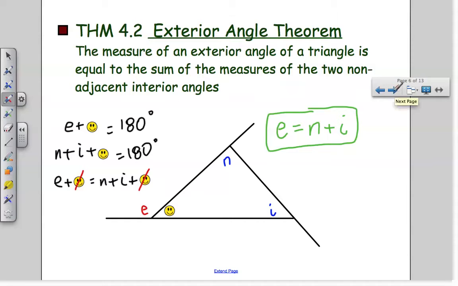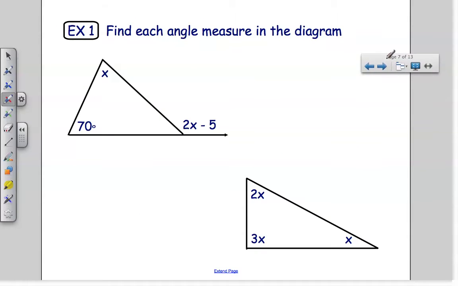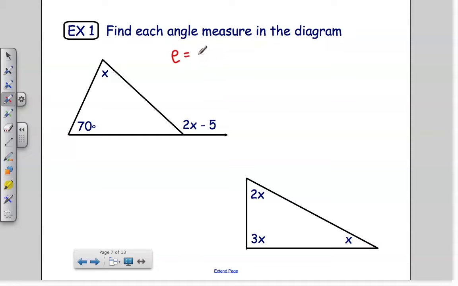Let's do an example of that. Find each angle measure in the diagram. Alright, this angle is labeled as 70. It's an interior angle. This one labeled as X is another interior. Actually, this 2x minus 5 is an exterior angle, isn't it? So you know that an exterior angle equals the sum of the two non-adjacent interiors.